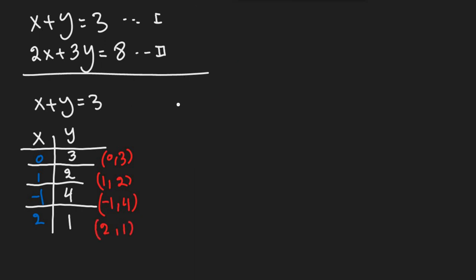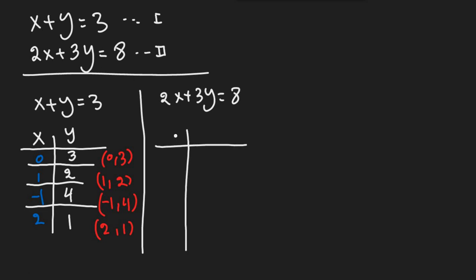Let's solve the second one. This is the first one. The second one is 2x plus 3y equals 8. For x and y, I will give small numbers like 0, 1, minus 1 and 2.